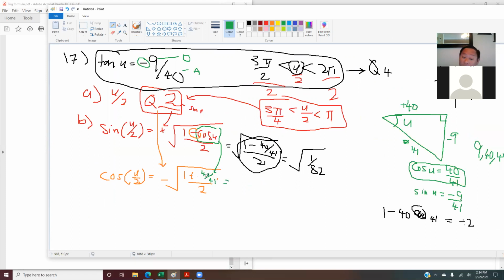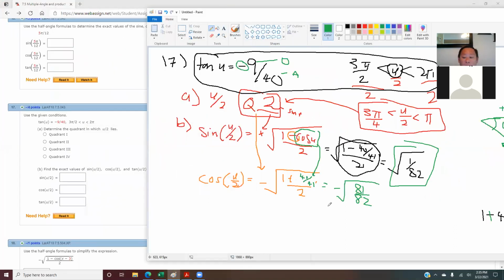Now again, take out your calculator, and instead of using 1 minus, this time you use 1 plus. And don't forget, you need a negative in there: negative square root. Whatever answer you get in your calculator, you just put it over here. What did you get? 81 over 82. Okay, so this is your answer for the first one, and this is your answer for the second one.